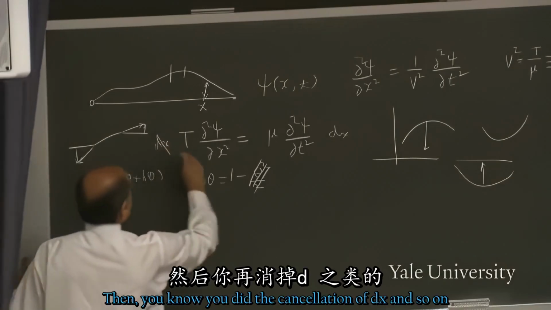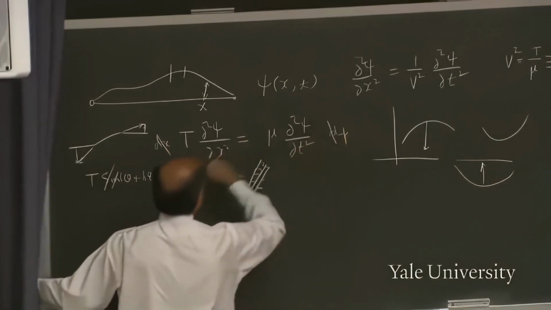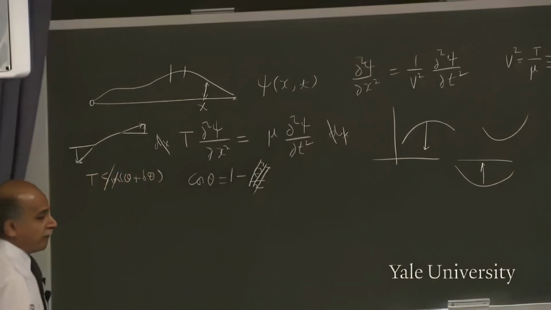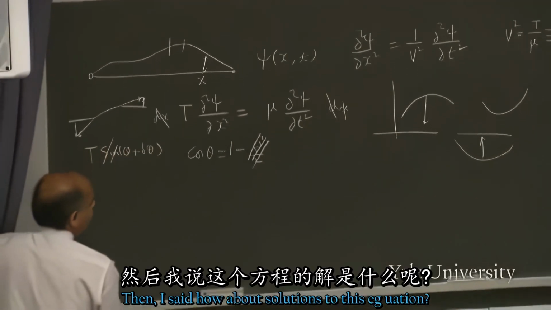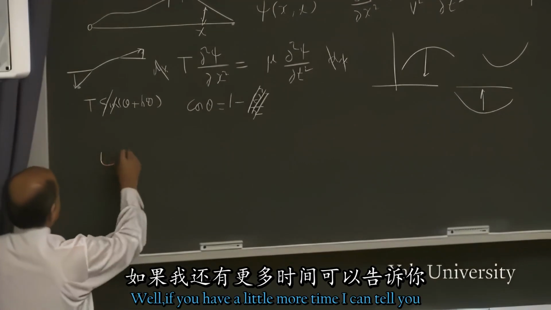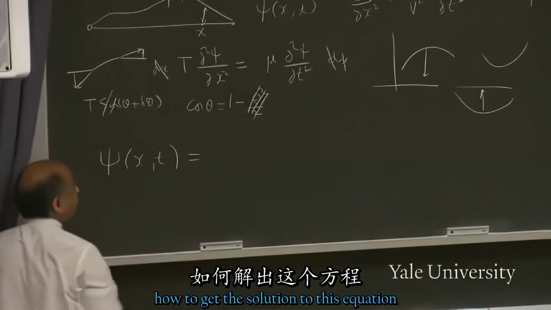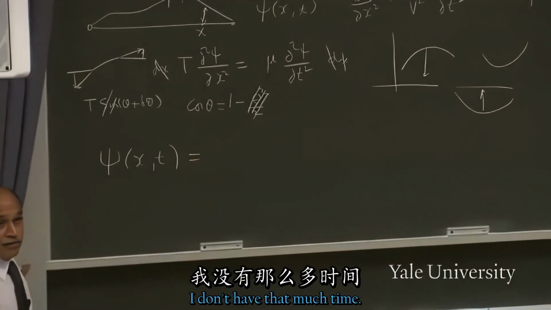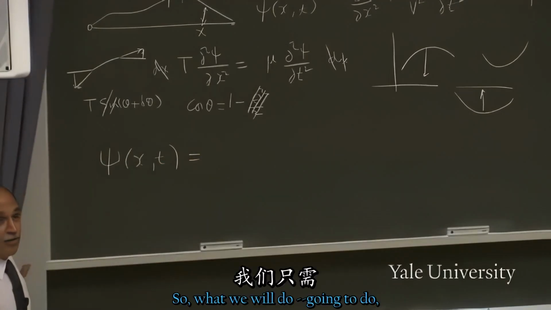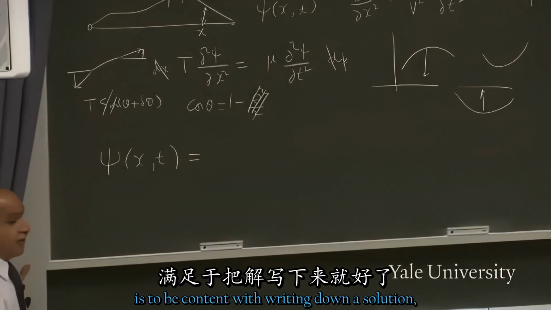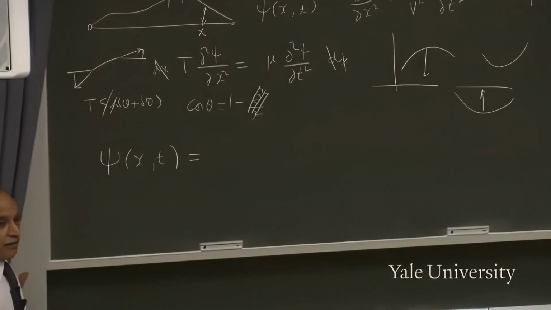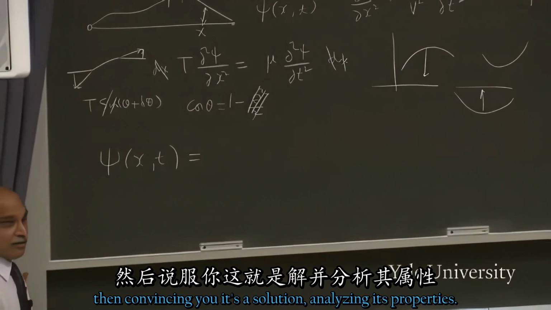Then you did the cancellation of dx and so on, and you went back to that form. Then I said, how about solutions to this equation? Well, if you have a little more time, I can tell you how to get the solution to this equation. I don't have that much time. So what we were going to do is to be content with writing down a solution, then convincing you it's a solution, analyzing its properties.